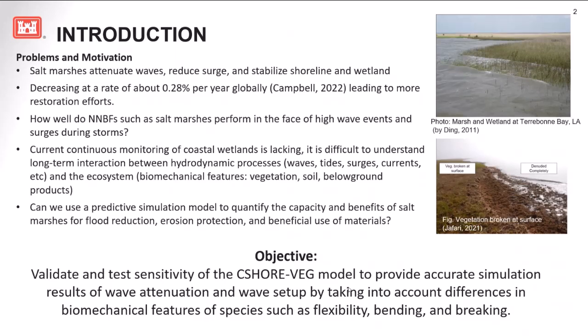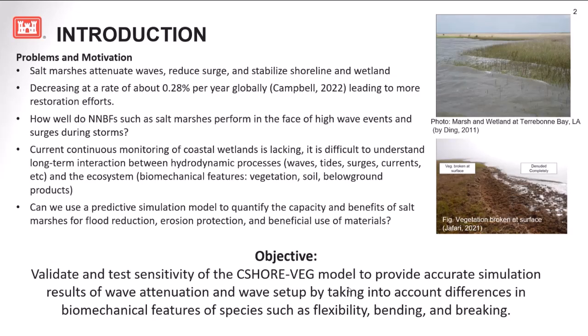Various experiments and in situ observations show that salt marshes can attenuate waves, reduce surge, and stabilize shoreline and wetland. According to satellite imagery, they are decreasing at a rate of about 0.28% per year globally, but that also means that implementation and restoration of salt marshes is expected to increase.